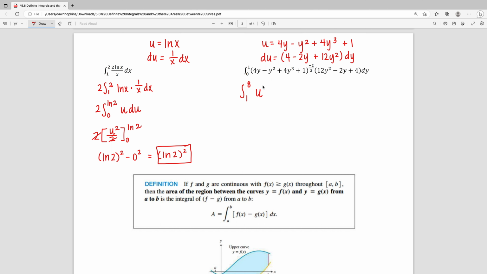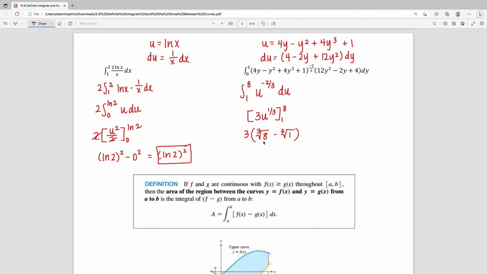Then it's u to the negative 2/3 du. So we integrate. When I add 1 to this power, I get u to the positive 1/3 over 1/3. That's the same thing as saying 3 u to the 1/3. And we'll look at that on the interval from 1 to 8. The 3 I'll go ahead and pull in front. When we're taking something to the 1/3 power, we're taking the cubed root of it. So we're doing the cubed root of 8 minus the cubed root of 1.